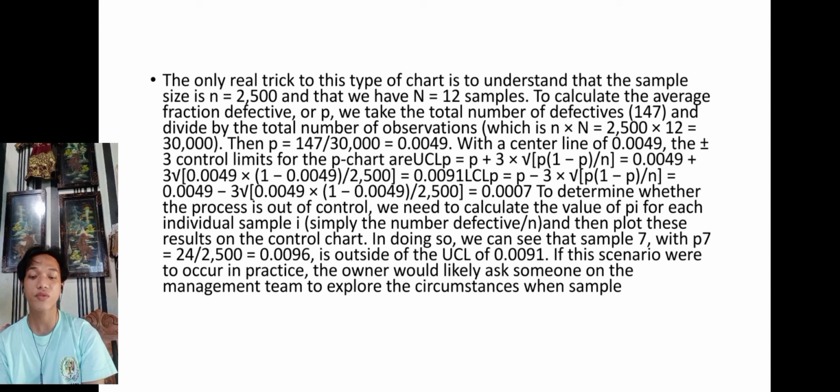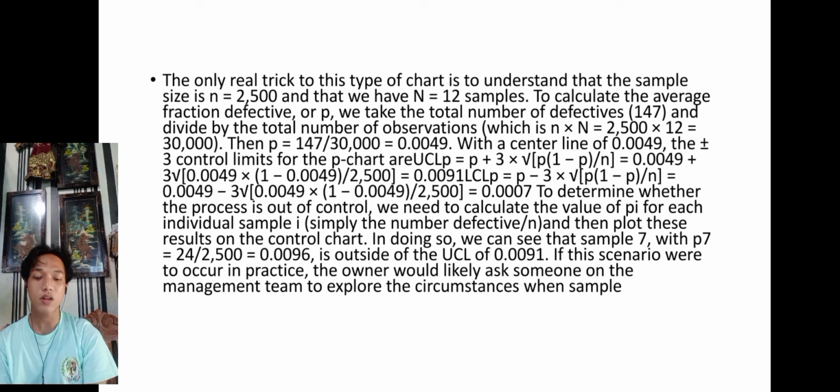LCL_P equals p-bar minus 3 times the square root of p-bar times 1 minus p-bar, divided by n, equals 0.0049 minus 3 times the square root of 0.0049 times 1 minus 0.0049, divided by 2,500, equals 0.0007.